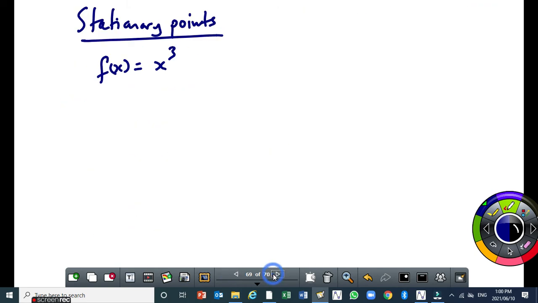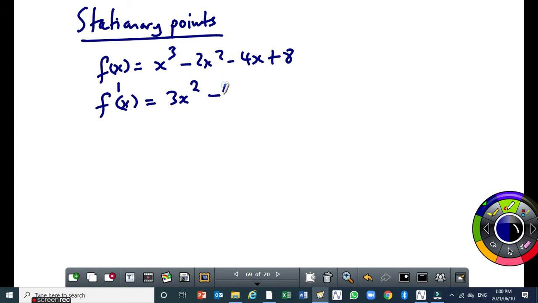minus 2x squared minus 4x plus 8. Right? Now, if you want to find the coordinates of the stationary points, find the first derivative. So it will be f prime of x will be equal to 3x squared. I expect you to know how to find the derivative now from using rules. So that will be 3x squared, and that will be 4x minus 4.